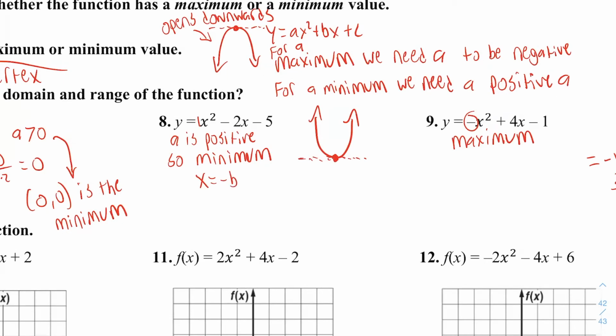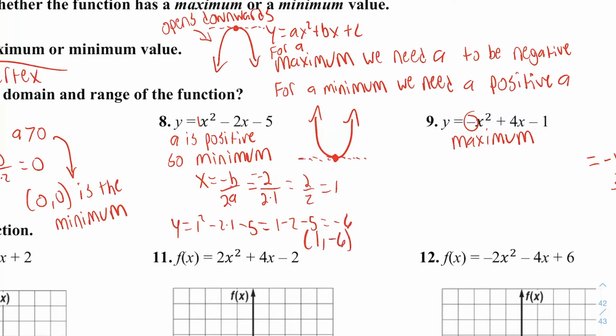This one, x equals negative b divided by 2a. So that's negative negative 2 over 2 times 1, which is 2 over 2, which is 1. Y equals 1 squared minus 2 times 1 minus 5. 1 minus 2 minus 5, negative 6. So this is going to be at 1, negative 6 for the minimum.